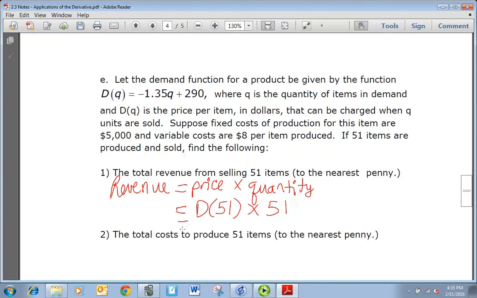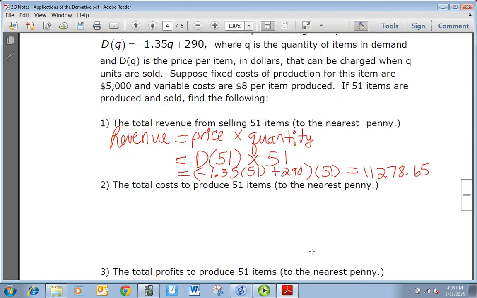equation, which is going to be negative 1.35 times 51 plus 290. So that whole quantity is multiplied by 51. And if we do that correctly, we should come up with 11,278.65.